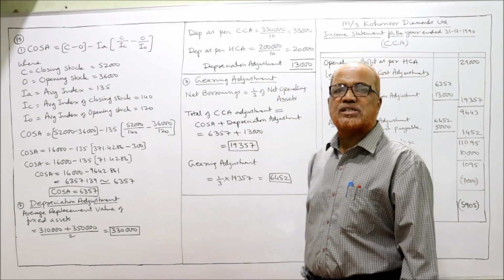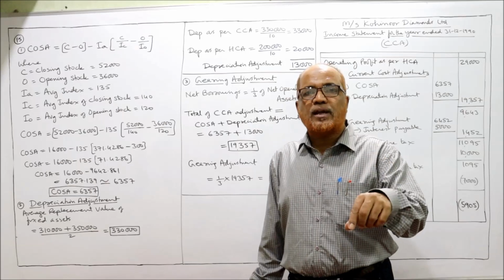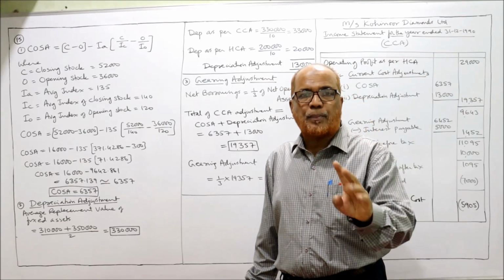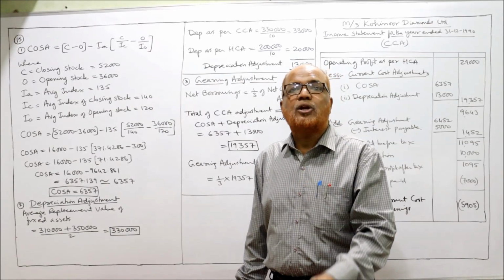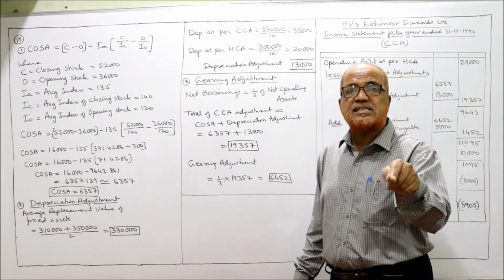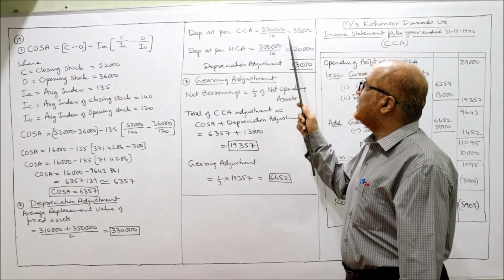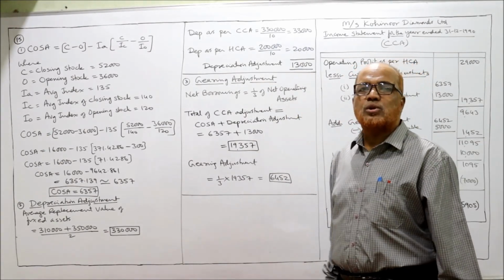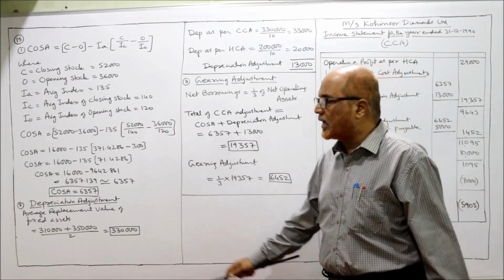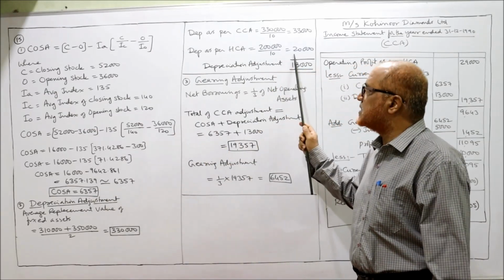Depreciation as per HCA, historical cost accounting. The historical cost of the fixed asset was 2 lakh rupees, given in the problem. Divided by 10, it is 20,000. So 20,000 is the depreciation as per HCA. Now deduct: 33 minus 20, 13,000 rupees is the depreciation adjustment. Only two adjustments we have to calculate, CCA and depreciation adjustment.